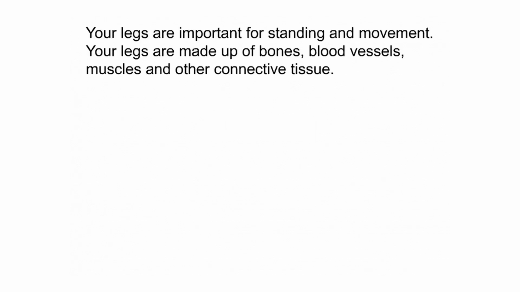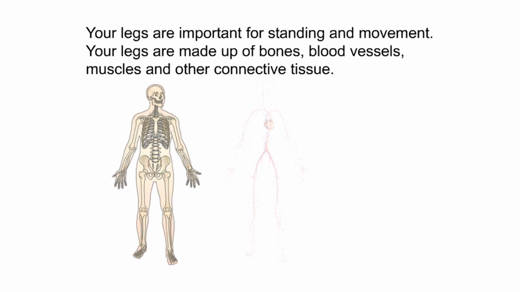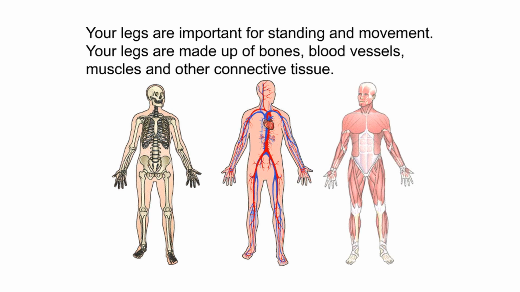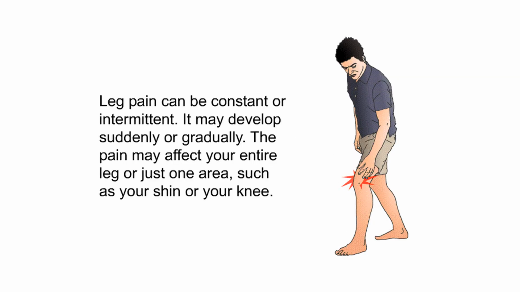Summary. Your legs are important for standing and movement. Your legs are made up of bones, blood vessels, muscles, and other connective tissue. Leg pain can be constant or intermittent. It may develop suddenly or gradually. The pain may affect your entire leg or just one area, such as your shin or your knee.